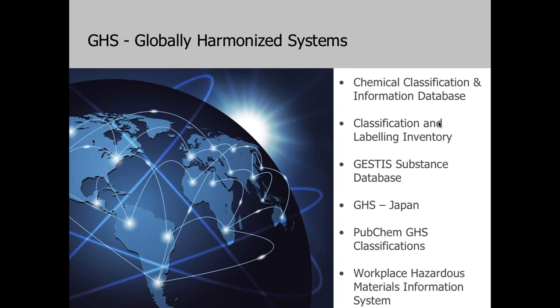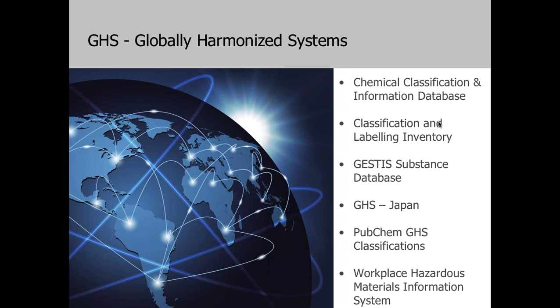The second one we have is the classification label inventory from ECA. I've lost track of how many records it is, but at this point it's something on the order of 120,000 different documents. The third one is the Justice database from Germany.